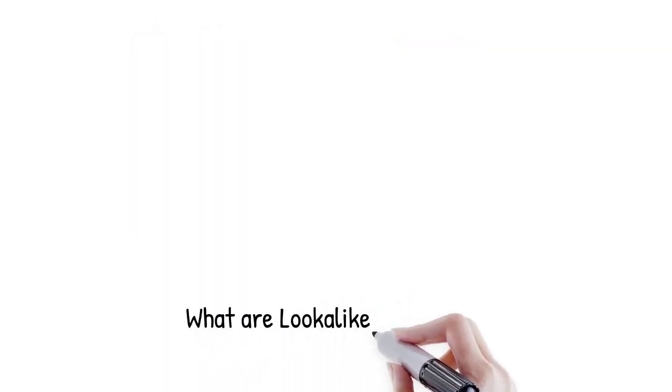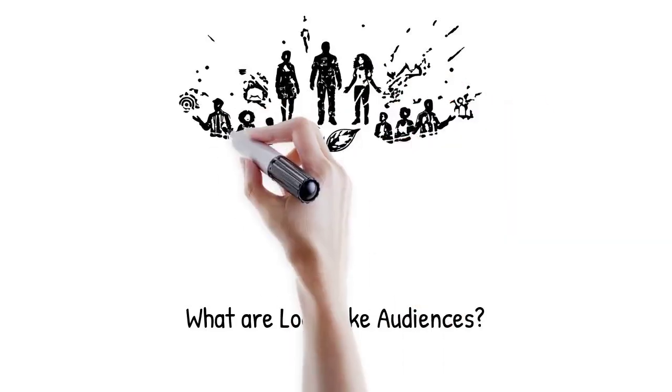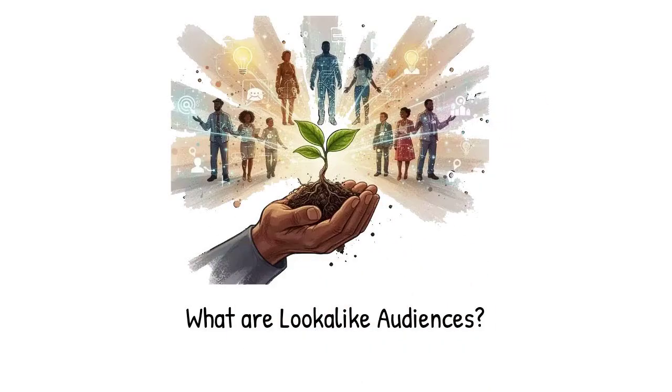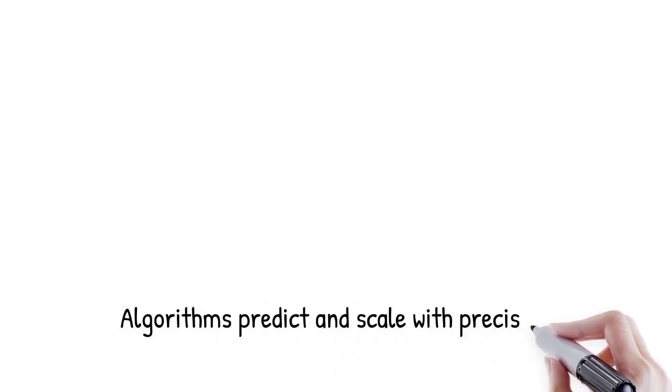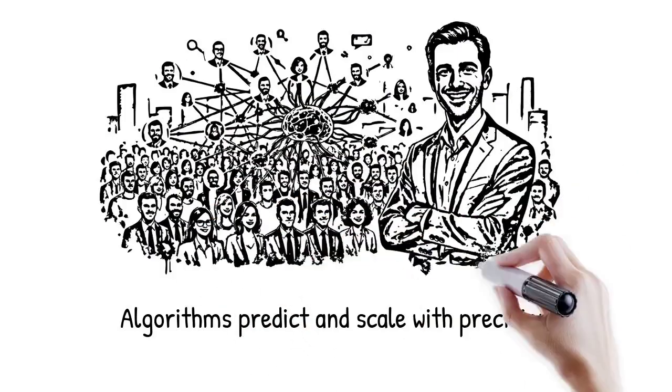What are lookalike audiences? A lookalike audience is a group of people who share similar behaviors, interests, and patterns with your existing customers or leads. You give the platform a seed audience, your best customers, website visitors, or engaged followers. And the algorithm finds millions of people who behave just like them. It's not random, it's predictive, it's scaling with precision.